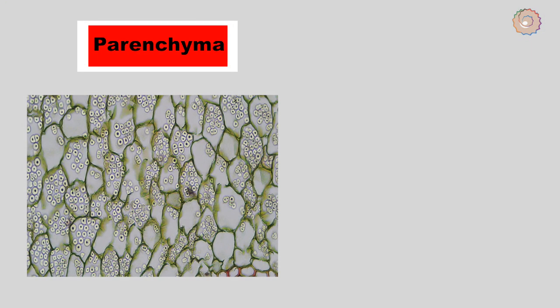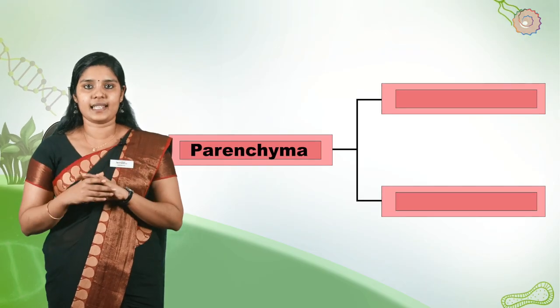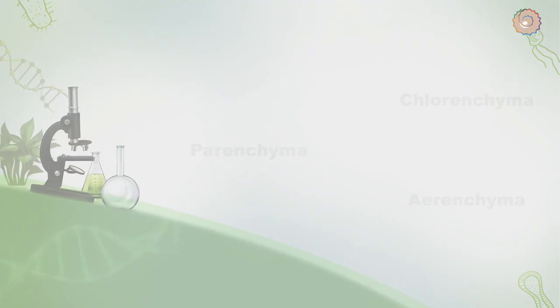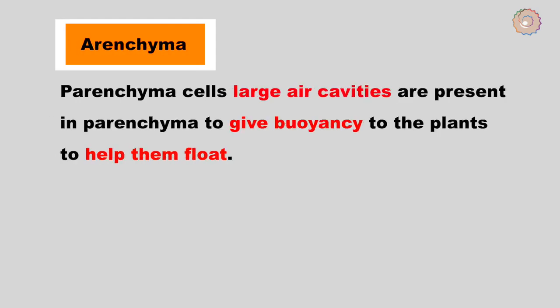Parenchyma cells can be defined as the basic packing cells of the plant. They are live, unspecialized cells with thin cell walls. The function of the tissue is to provide support to the plant and also to store food. The parenchyma cells are again divided into chlorenchyma and arenchyma. The chlorenchyma cells are a type of parenchyma cell with chlorophyll pigments. In aquatic plants, large air cavities are present in parenchyma to help them float. Such parenchyma cells are called arenchyma.